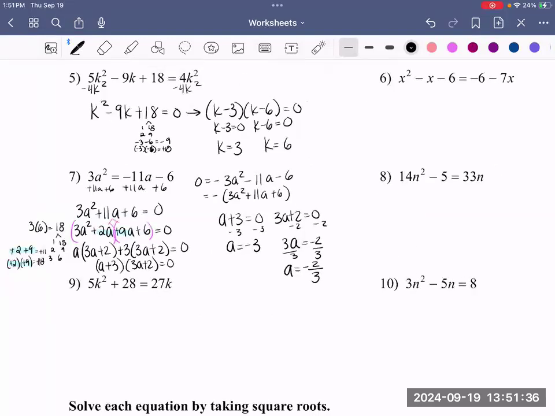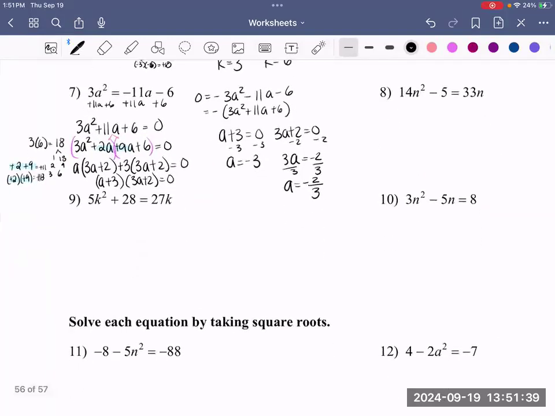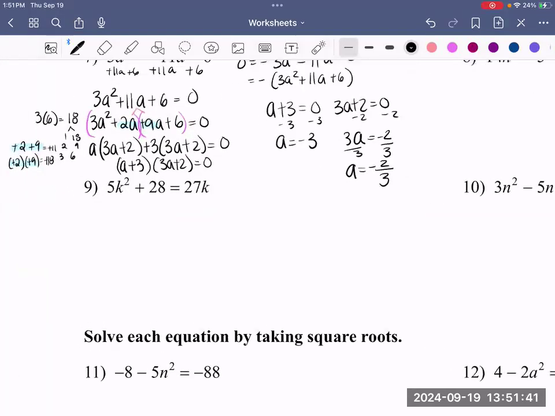Now let's start again with number 9. So number 9, we want to bring all of your terms to one side, again, because your highest degree is not a degree of what? If it is a degree of 1, we're just solving with linear equations, so it's just a quick process. So we have 5k squared minus 27k. We always want to write in descending order to keep with the quadratic equation.